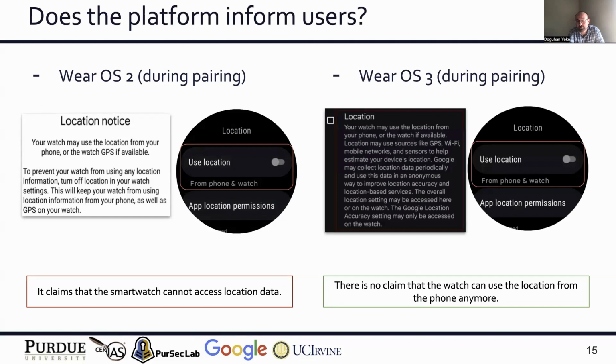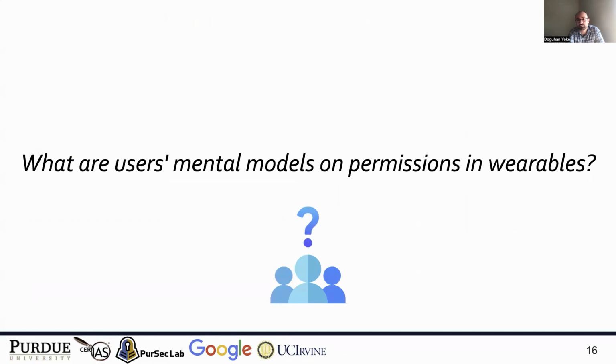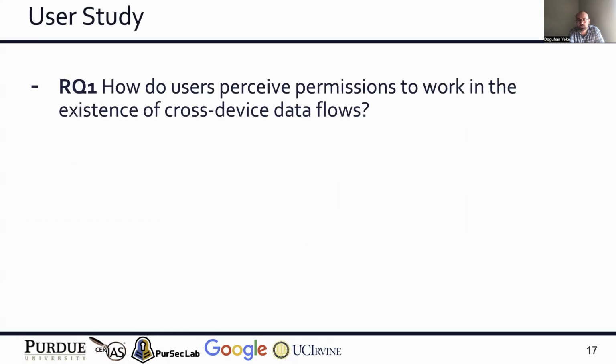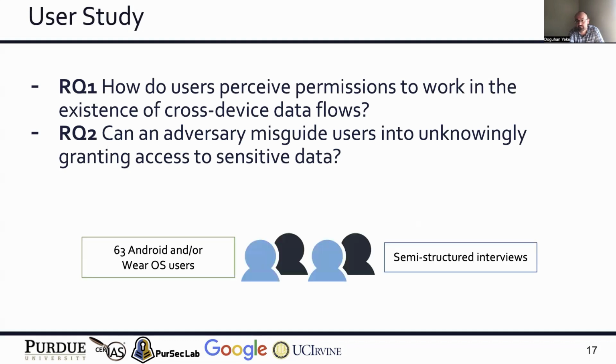Now we analyze the privacy implications of the dual permission model. Finally, we examine the users' mental models on permissions in Wear OS. To answer this question, we conduct a user study focusing on 2 research questions. RQ1, do users perceive permissions to work in the existence of cross-device data flows? And RQ2, can an adversary misguide users into unknowingly granting access to sensitive data? We conducted semi-structured interviews with 63 Android and/or Wear OS users.